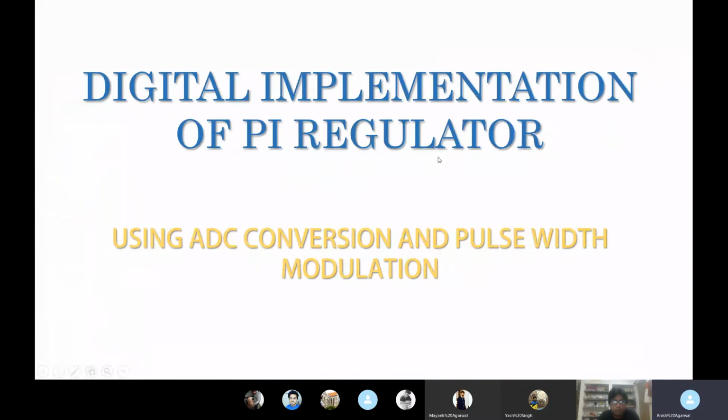So basically what we'll be doing is the digital implementation of the PI regulator. As sir said, it is nothing but using ADC conversion and pulse width modulation. At the beginning, I'll explain what a PI regulator is with the help of a block diagram. Then I'll explain ADC conversion and pulse width modulation, and then I'll move into the code. The code is just the implementation of the block diagram and the units of ADC conversion and pulse width modulation.